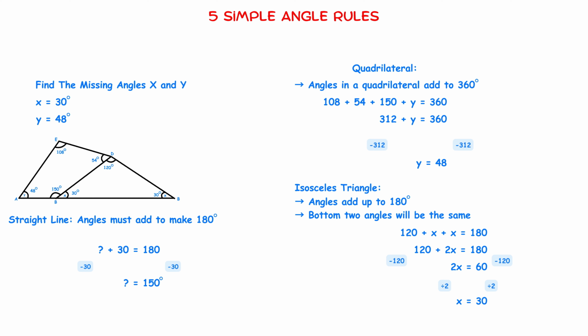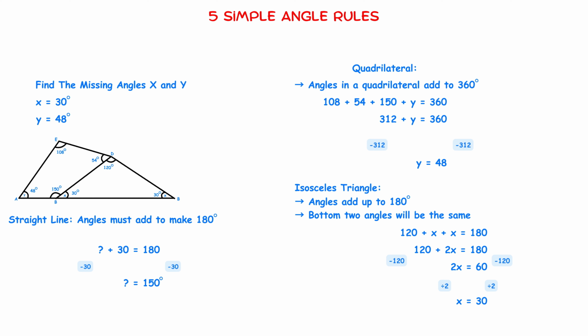Now that we know this, we can move on to our straight line at B, where we know that this unknown angle plus 30 must equal 180. So we can subtract 30 from both sides to find that the unknown angle must be 150 degrees. And lastly, now that we know 3 out of the 4 angles in the quadrilateral, we can write it out as 108 plus 54 plus 150 plus y equals 360, or 312 plus y equals 360, so y equals 48 degrees. And that is it.